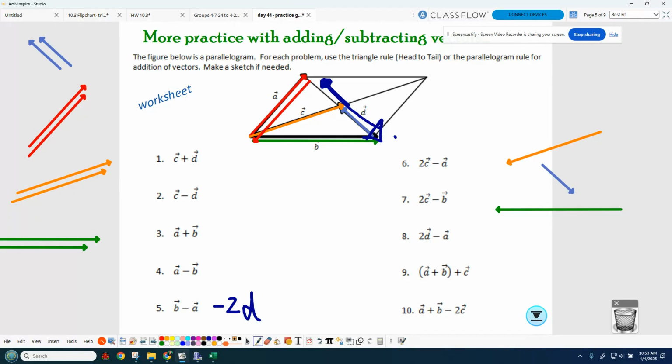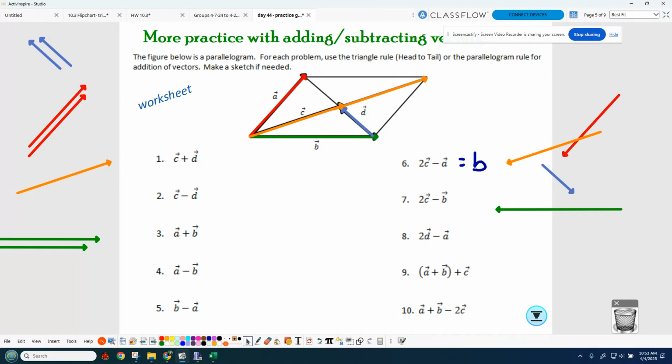Okay? Aaron, how about 6? 2C minus A. I got B. So 2C, C plus C, minus A, and you get B. I agree. Angel, 2C minus B. That'd be 2D. Okay, well, let's look.